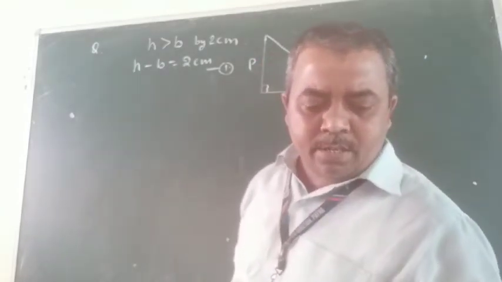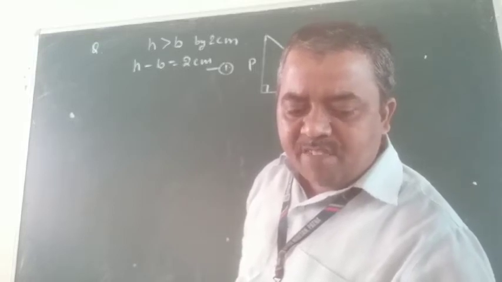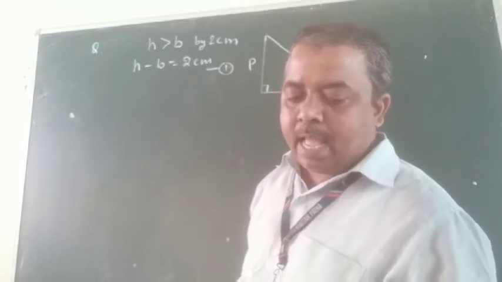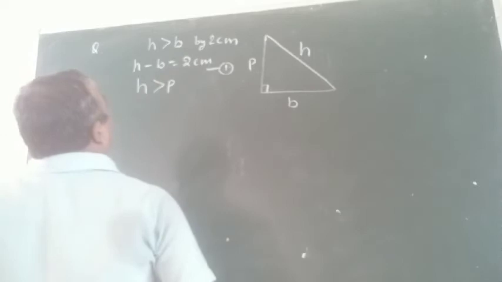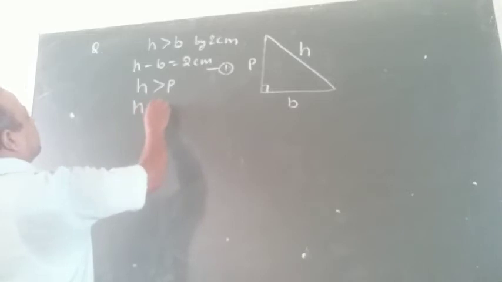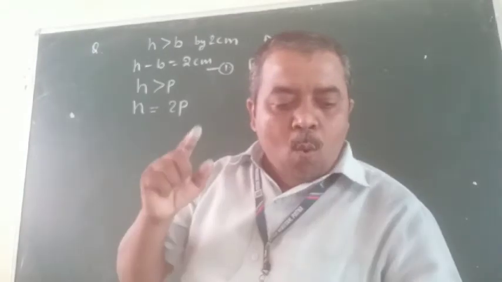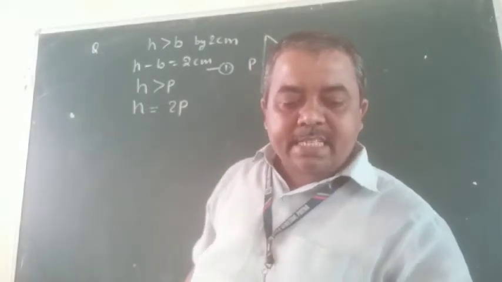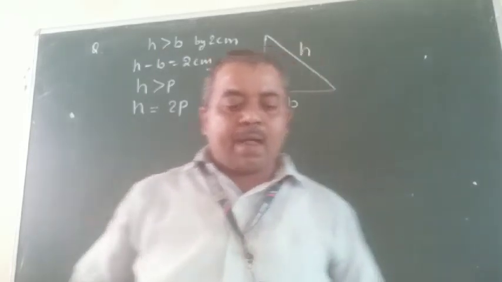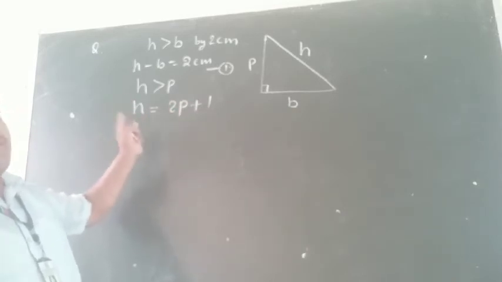Now the pattern is here: the hypotenuse exceeds twice the length of the altitude by 1. And the hypotenuse is also greater than the perpendicular by how much? The hypotenuse exceeds the base by 2, and twice the length of the perpendicular plus 1 is the length of the hypotenuse. That means if you multiply the perpendicular by 2 and add 1, that is the length of the hypotenuse.